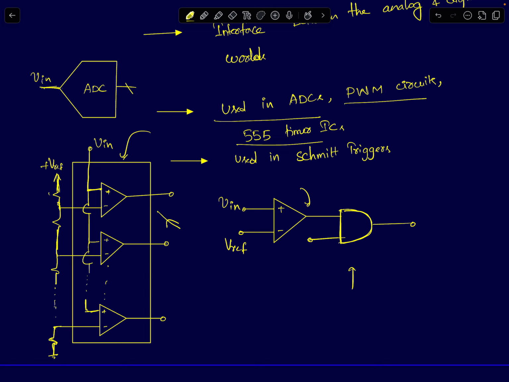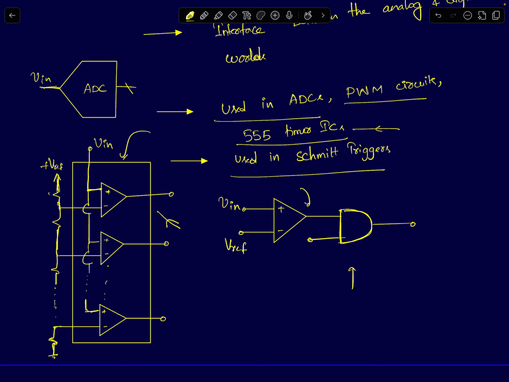And you'll also find them in 555 timer ICs. The 555 timer is also a mixed signal chip. It's one of the best selling chips out there. And you'll also find these comparators in the 555 timer ICs. Another application of comparators is comparator circuits with hysteresis, and those circuits are called Schmitt triggers, which we will be talking about in the upcoming lectures.